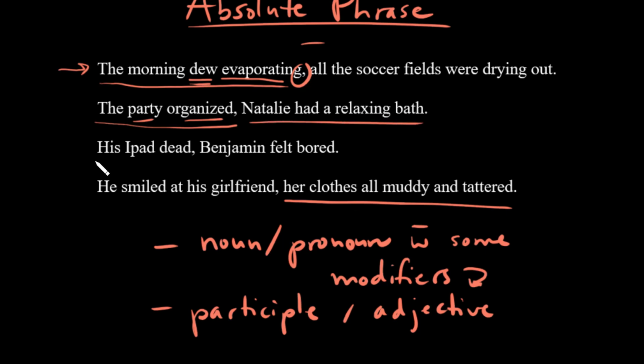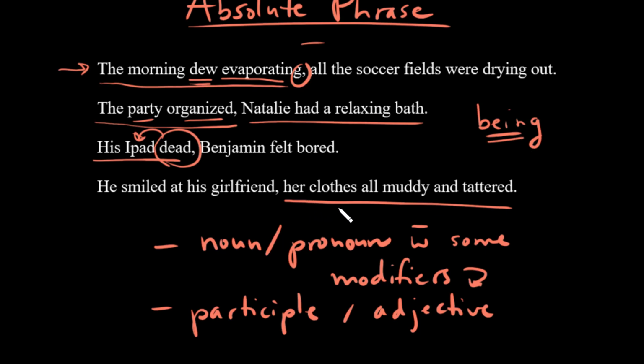The next one is a little bit different. Here we have an adjective instead. So we have our noun iPad, and then we have an adjective that describes the iPad. One thing you may notice is that often in an absolute phrase, you can include this little present participle being. So the party being organized or his iPad being dead. And if that's the case, then often that's a clue that you're dealing with an absolute phrase. Although the truth is that usually you don't actually need to include the word being. It can easily be left out.